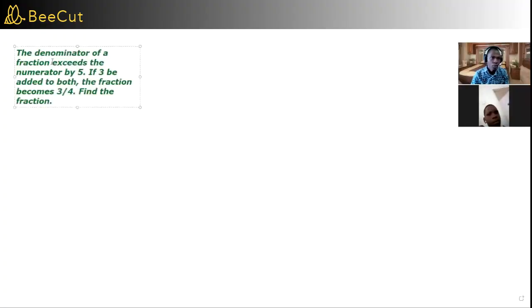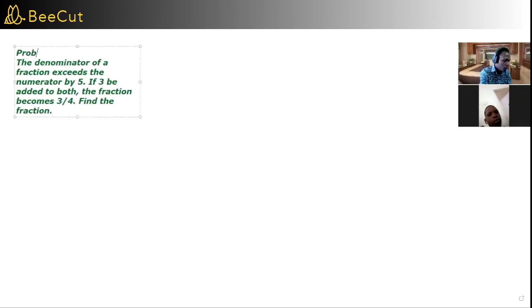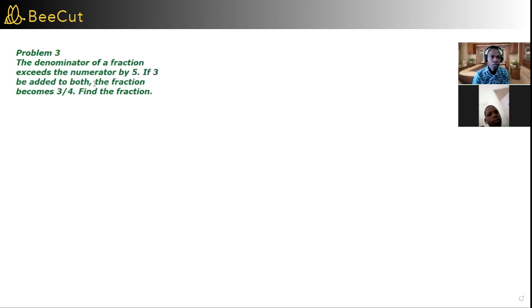I'm going to share the screen with you again now. Okay? Yes, sir. All right. So let's look at the screen and get the last question that we want to solve. That will be problem 3 there. It says the denominator of a fraction exceeds the numerator by 5. If 3 be added to both, the fraction becomes this. Find the fraction. So please ensure there's no noise.